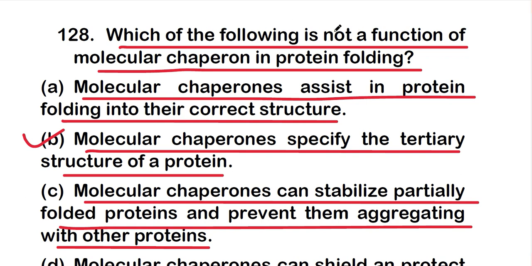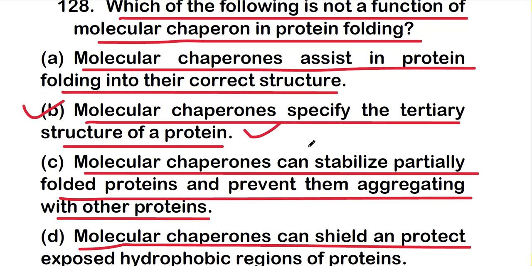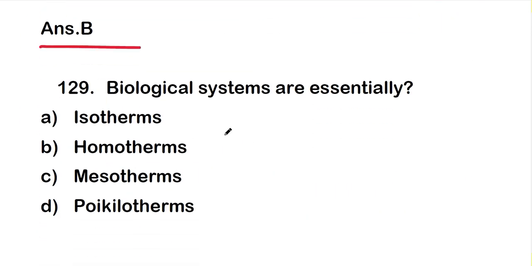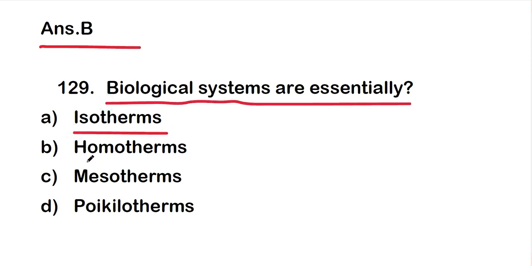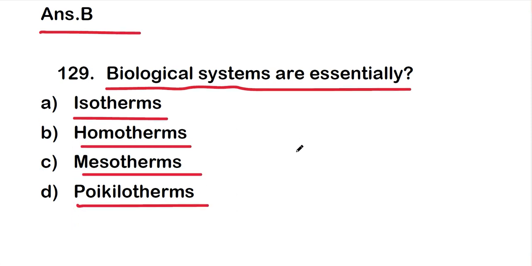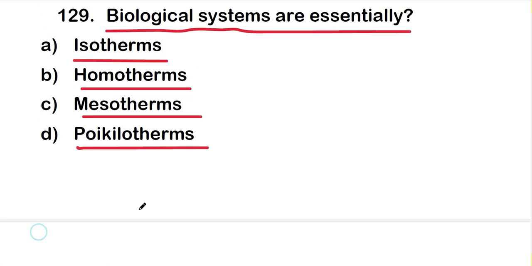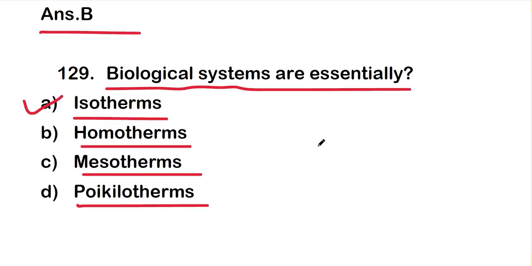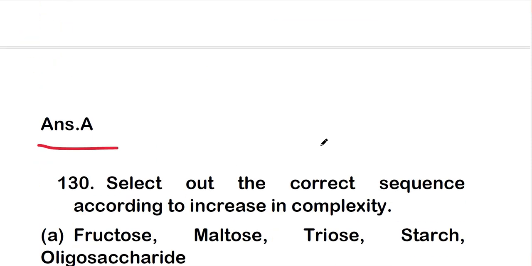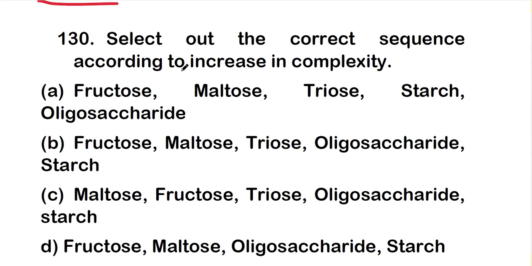So which is not the function of the molecular chaperone in protein folding. This option B is not the function of the chaperone protein in protein folding. Okay, so let's move on to the next question, that is 129. So biological systems are essentially isotherms or homotherms, mesotherms or poikilotherms, and the right answer is option A, that is isotherms. So biological systems are isotherms. So let's move on to the next question.